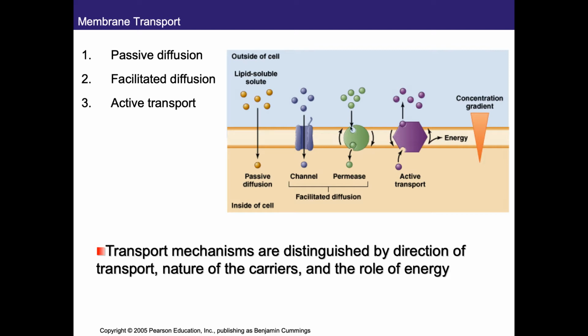However, when we get to active transport, you'll see that you do have to inject energy into the system. See, this is the concentration gradient: high on the outside, low on the inside. But active transport harnesses energy, say from the hydrolysis of ATP, to move molecules against their concentration gradient, from low to high. Okay, so the take-home message for this slide is that transport mechanisms are distinguished by direction of transport, nature of the carriers, and the role of energy.